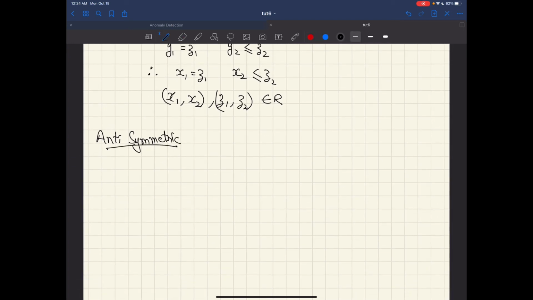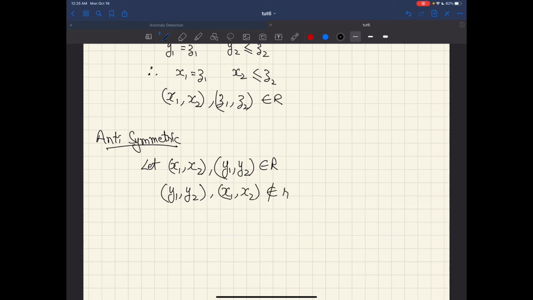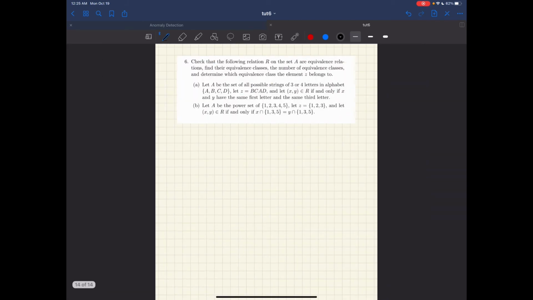Now to check for anti-symmetric, let the element (x1, x2), (y1, y2) be in R. Now (y1, y2), (x1, x2) also need to be in R, but that's not possible, because x2 was less than or equal to y2, and in the reverse, it's not possible until and unless x2 is equal to y2. Therefore, this is not anti-symmetric.